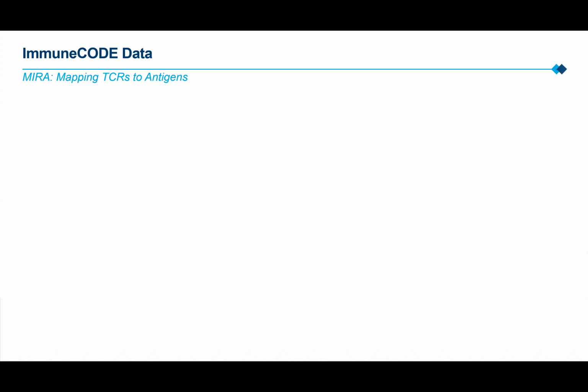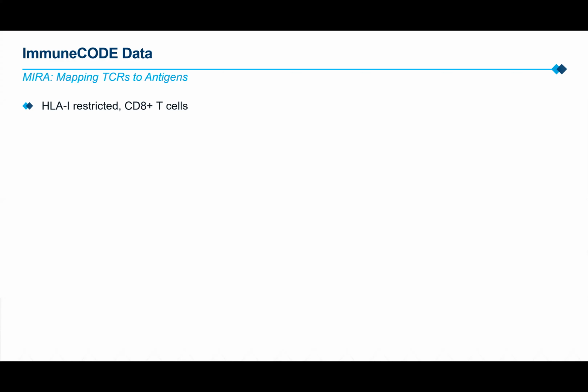The first type of data that was discussed earlier comes from the MIRA assay that Adaptive developed, which is really about mapping T-cell receptors to antigens. So I'm going to spend a few minutes and just walk you through the data sets that are available here, and I'll point out where you can go and find these.